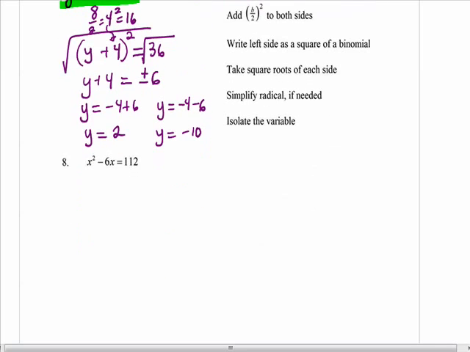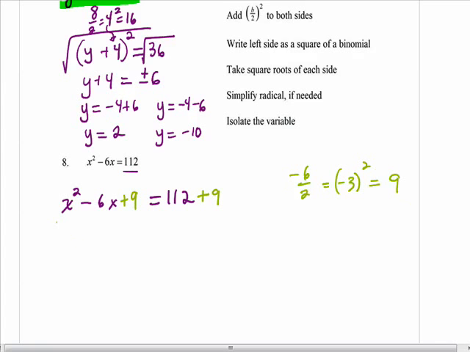All right, so number 8, let's follow the steps again. Do we need to move the constant term in number 8? No, it's already on the other side. The 112 is over there. So I'm going to start by writing it such and leave some room after my 6x. What is b over 2? Negative 3. Negative 3 squared is? 9. But I can't just add 9 to one side. I have to add 9 to both sides. So the first thing I did was negative 6 over 2, negative 3 squared. That's 9.